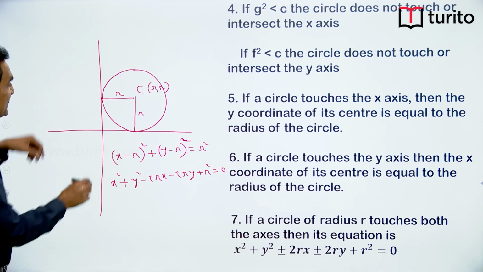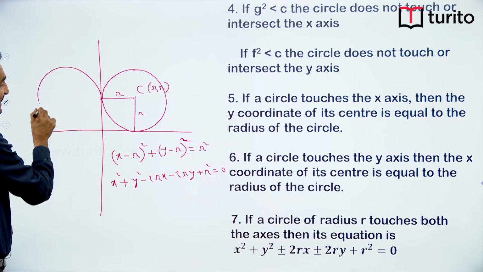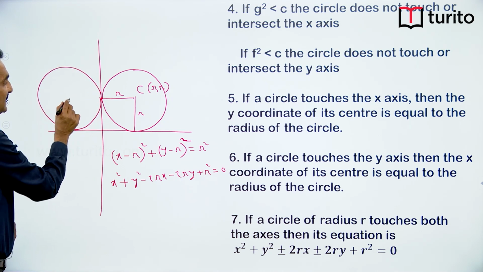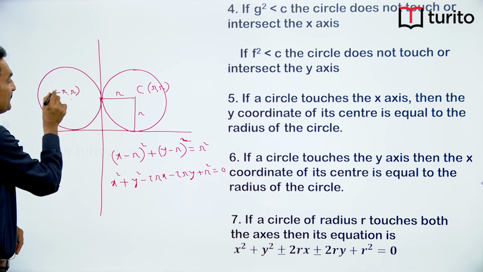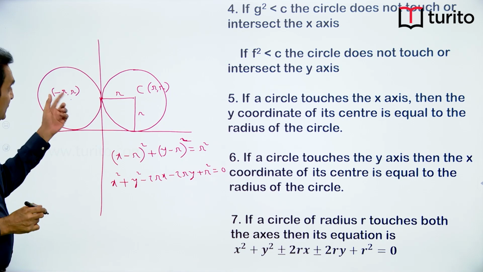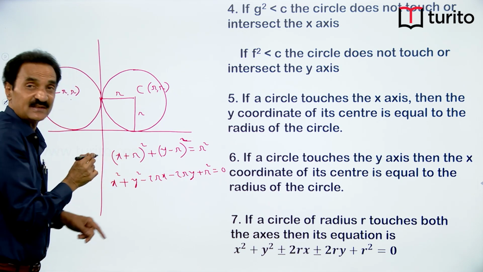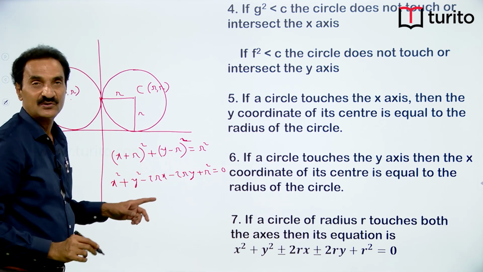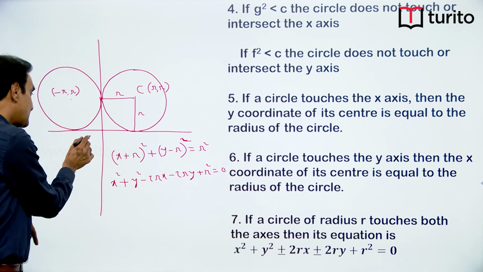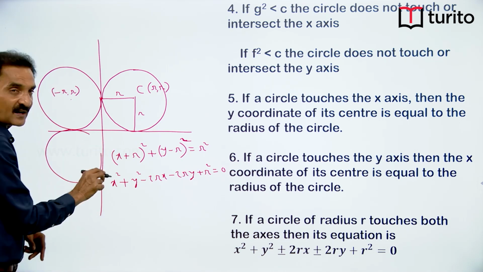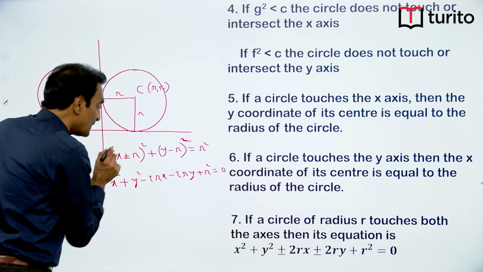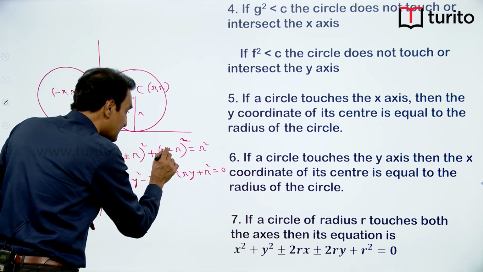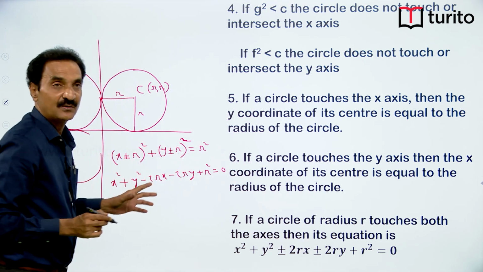Similarly, if the circle lies in the second quadrant touching both the axes, then the center of the circle will be (-r, r). Then this will be (x + r)^2 + (y - r)^2 = r^2. Similarly, the circle may be in the third quadrant or fourth quadrant. So, the equation of the circle is (x ± r)^2 + (y ± r)^2 = r^2.